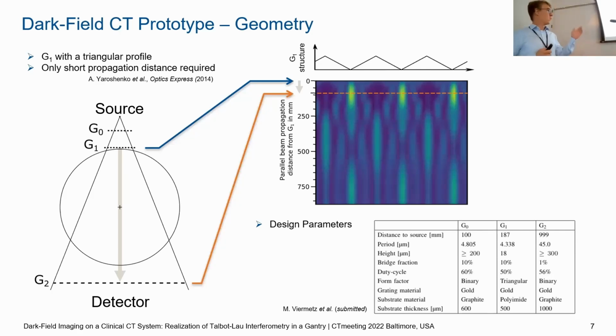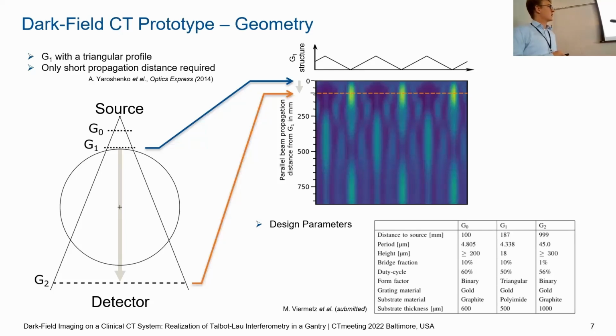Okay, so with this inverse geometry and this triangular G1 grating, we then optimized the remaining design parameters of our setup and came up with this table here, on which basis we then implemented this prototype system. For today, the most interesting numbers are probably this G0 grating, which has the highest aspect ratio, so the most difficult grating to be fabricated.